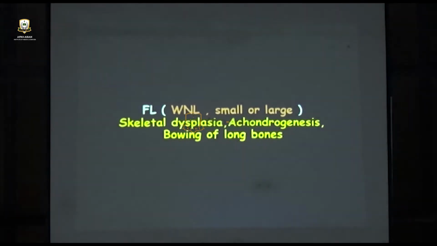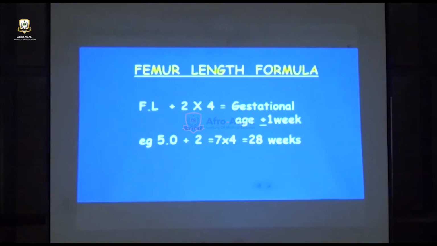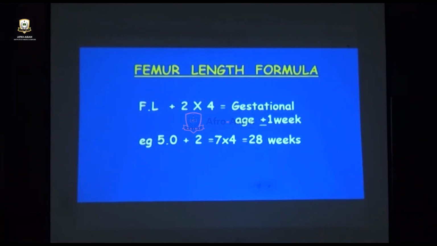What about the femur length? If the femur length is short, is bowing, is less echogenic, within normal limits, small or large, how do we know that? Femur length plus 2 multiplied by 4 will give you the gestational age. What do we mean by that? Whenever you have femur length, you add 2, it becomes BPD, and BPD multiplied by 4 will give you the gestational age.